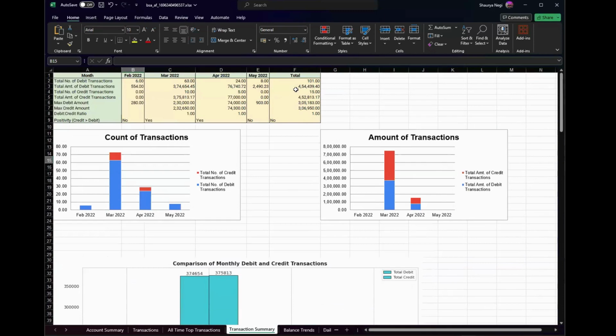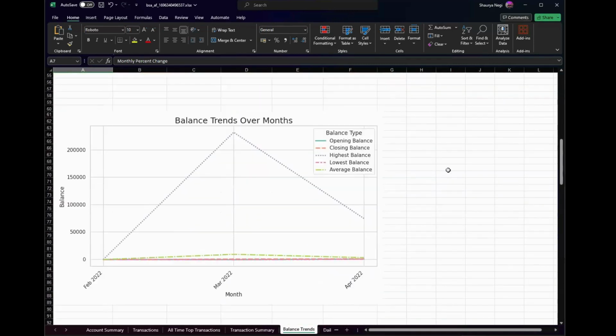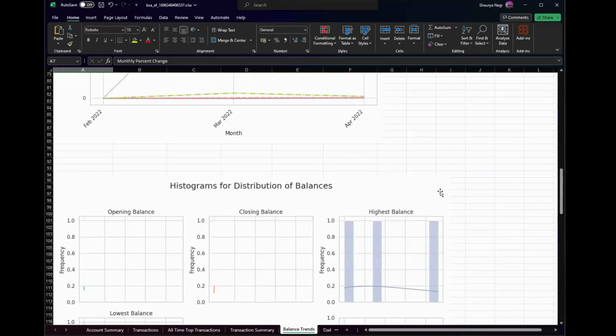Next we go to the balance trends sheet. Again, for those who like visual graphs more than numbers, this sheet graphically plots balances over time. It shows the opening, closing, highest, and lowest balance of a particular month. So this basically helps an underwriter understand how the balances are flowing throughout the statement in different months. Again, we have a set of graphs here with the key elements. Here we can see that the highest balance has fluctuated a lot compared to the other balances such as average, lowest, closing, and opening balance. So this gives an overview of the same.